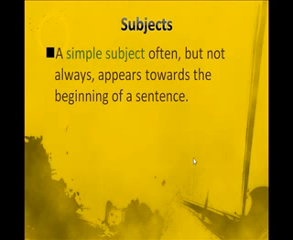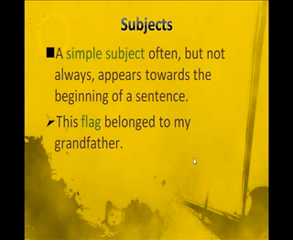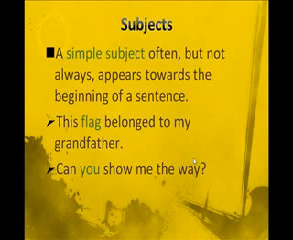Look at these examples. This flag belonged to my grandfather. There it is in green, second word in. Could be the first word, could be the third word, but often near the start of the sentence. Can you show me the way? Here it is, the second word again, just happened to come out that way. It's an interrogative sentence with the simple subject being you.